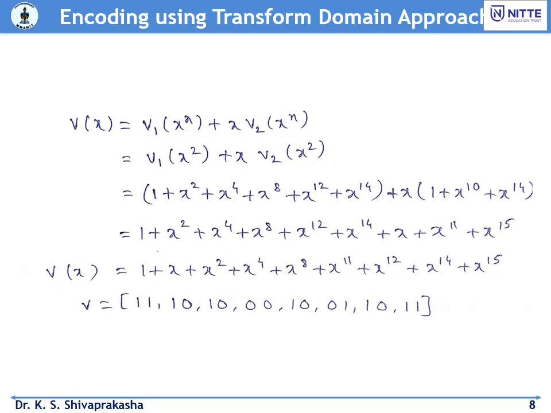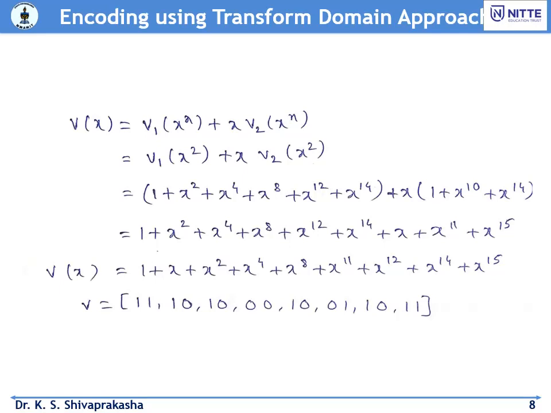Here the length of the output can be calculated as follows. We have two output lines, so we will have two outputs v1 and v2. The length of the first output v1 is given by length of the data sequence plus length of the generator sequence minus 1, because it is linear convolution, right? So length of the data is 6, length of the generator sequence is 3, so 6 plus 3 minus 1 is 8. So v1 is of 8 bits. Similarly, v2 is also of 8 bits. Therefore, the overall code sequence v will be of 16 bits.